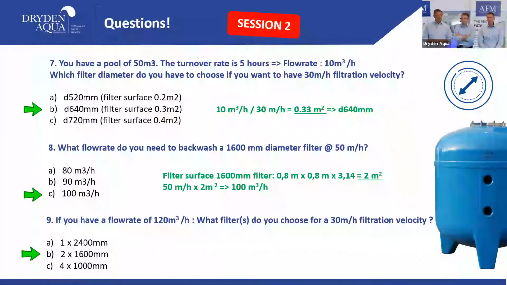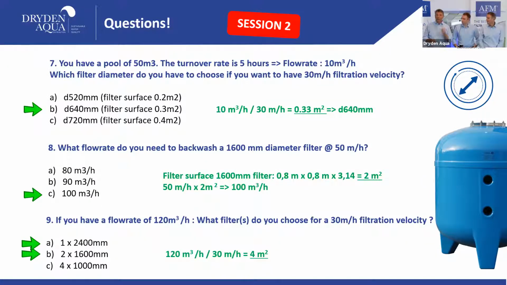And the answer is B or A. You can do both. You have the 120, you divide it by the velocity, you get 4 square meters. Now you can take one big filter, 2.4 or 2.3. In Calpros it would be 2320, which has 4.2 square meters, 2.4 is 4.5 square meters, or you go for 2 filters with 2 square meters, so it also equals 4 square meters.